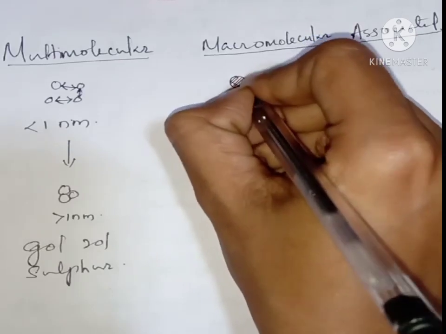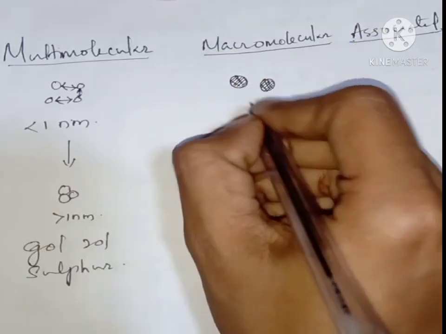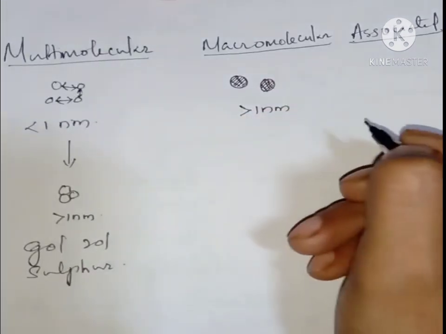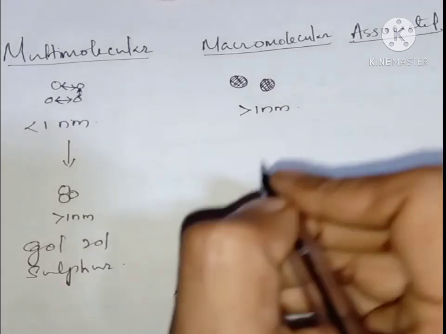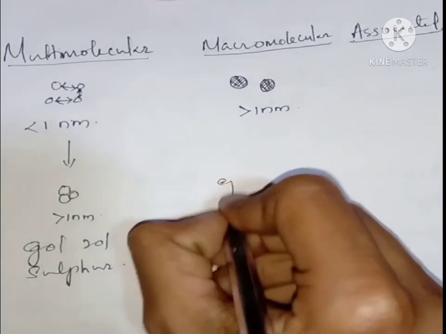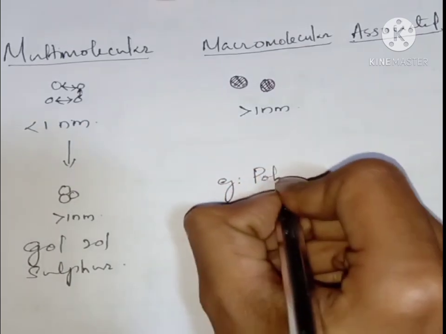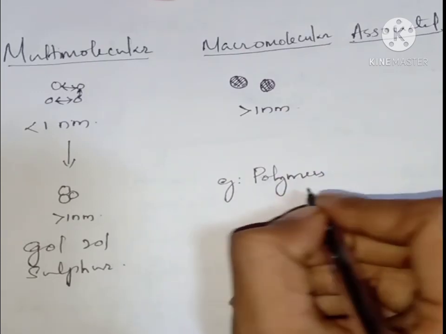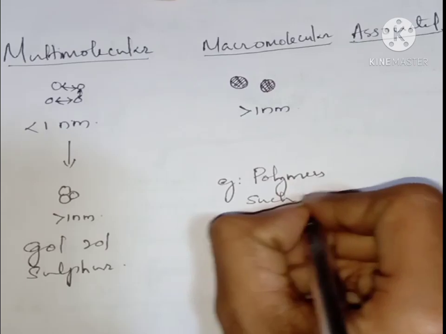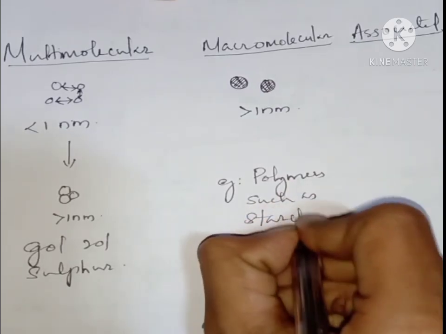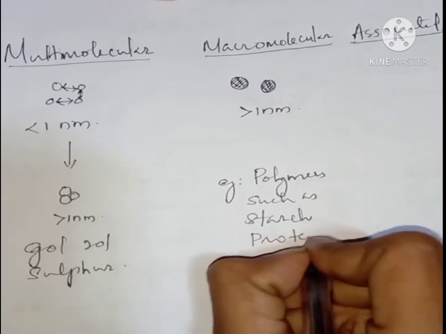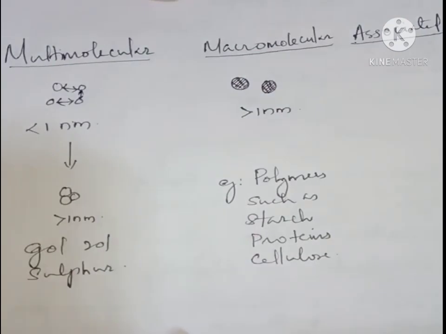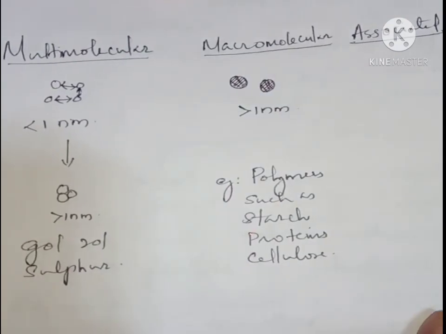Then, coming to macromolecular colloids, their actual size is coming under colloidal dimension. Initially onwards, the particle size is greater than 1 nanometer. Examples are the polymers such as starch, proteins, cellulose, etc. These are examples of macromolecular colloids.